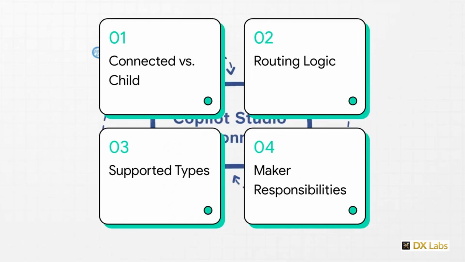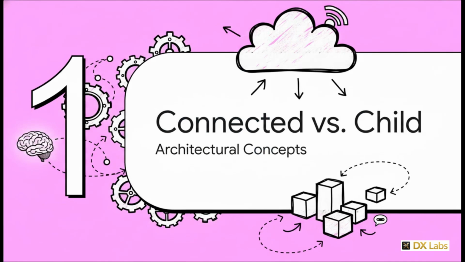We'll be moving logically through four main areas today. First, the core concept of connected versus child agents. Next, the architecture behind the routing logic. Then, implementation and supported types. And finally, we'll wrap up with governance and your responsibilities as a maker. Kicking things off with Section 1, Concept, Connected versus Child Agents.